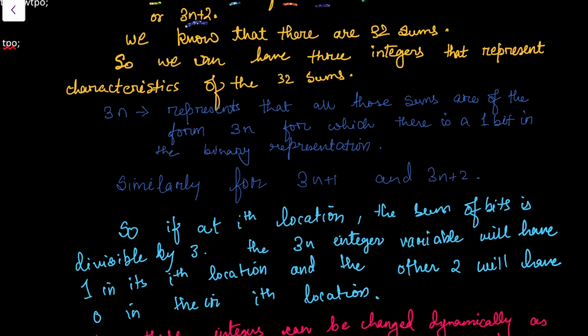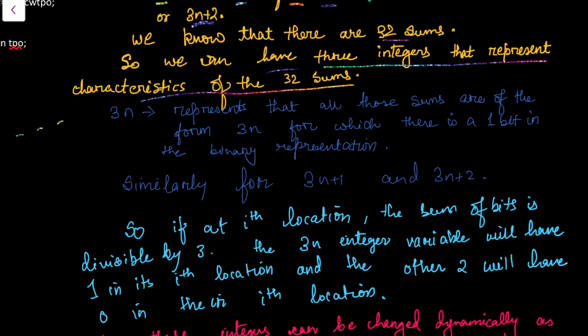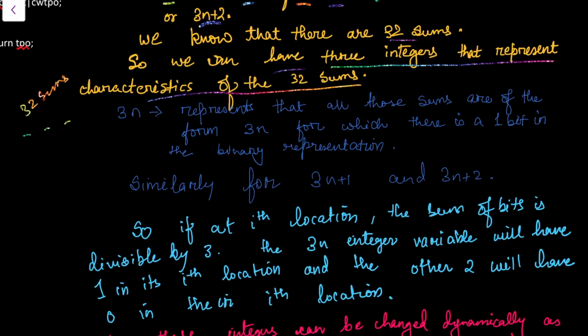We know that there are 32 sums, right? So we can have three integers that represent characteristics of 32 sums. Each of the sums could be either of the form 3n, or of the form 3n plus 1 or 3n plus 2. Now what I suggest is that I have three integers, one representing 3n, one representing 3n plus 1 sums, one representing 3n plus 2 sums.